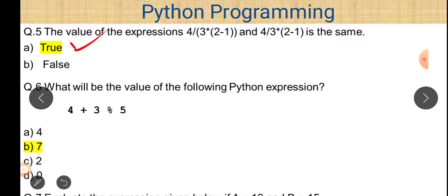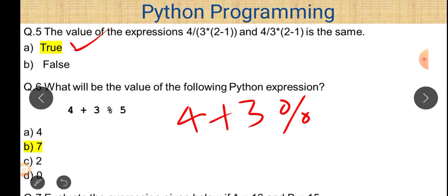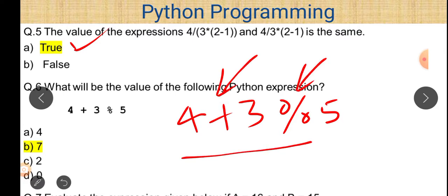Next is 4 plus 3 modulo 5. I think it is a very simple question. Modulo division basically returns the remainder. Two operators are given in this question, plus and the remainder operator, modulo division. So clearly, modulo division should be evaluated first.